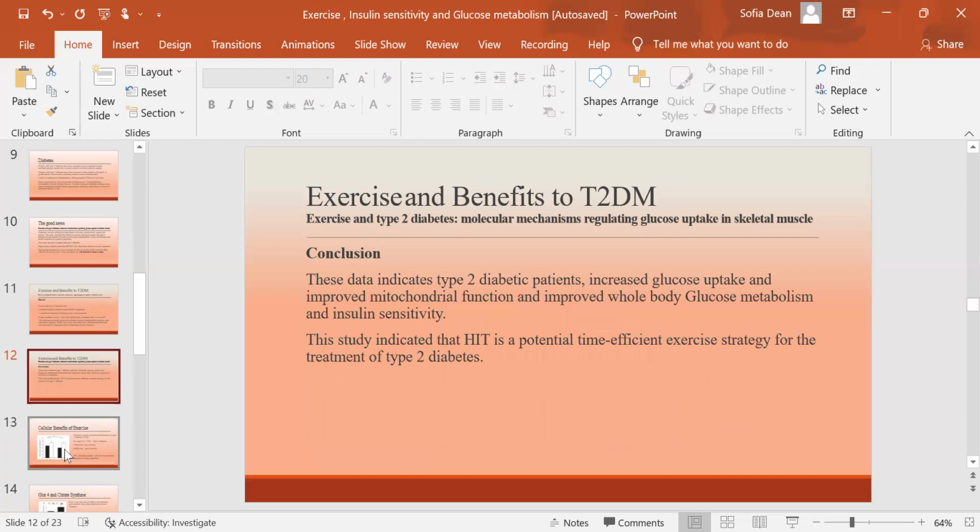The conclusion of the research is that these data indicated type 2 diabetic patients increase glucose uptake and improve mitochondrial function and improve whole body glucose metabolism and insulin sensitivity. The study indicated that HIIT is a potential time-efficient exercise strategy for the treatment of type 2 diabetes. So high-intensity training, for someone who hasn't worked out, is going above the 80th percentile of your targeted heart rate. It is pretty intense, and it needs to be taken slowly to get there.